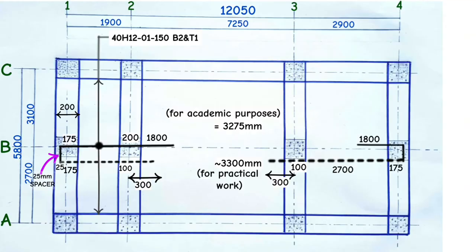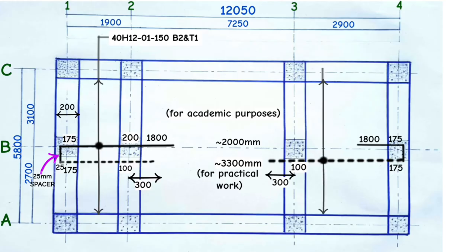The top side is simply 175 mm plus 1.8 meters, which is equal to 1 meter 975 millimeters, and we take 2 meters. For this third side, we simply get the slab thickness, which is 200 millimeters. Deduct 25 millimeters concrete cover on top and 25 millimeters concrete cover at the bottom to remain with 150 millimeters, and that's what we write here.